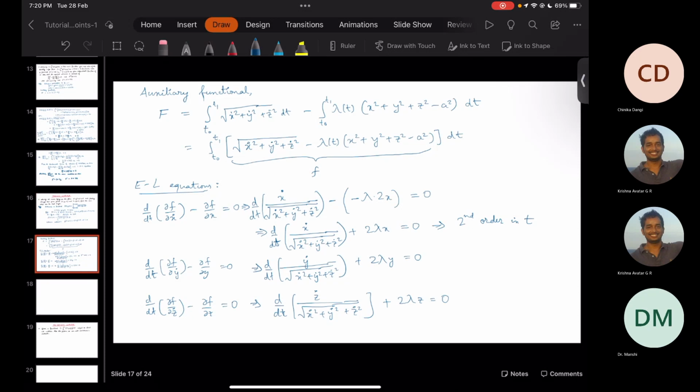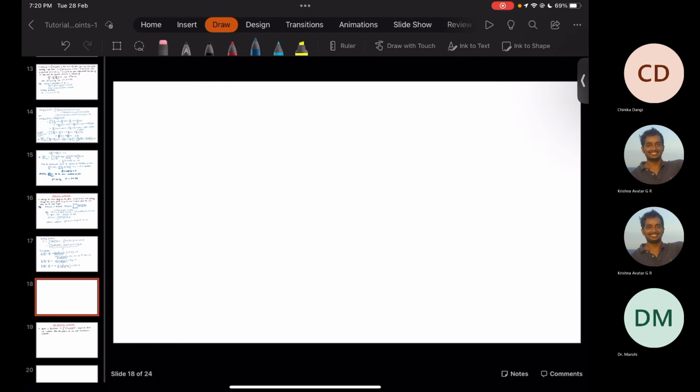Or what I'll do is, instead, I'll just give some final results in this, because this problem tends to be tedious and we have a lot more problems to solve.